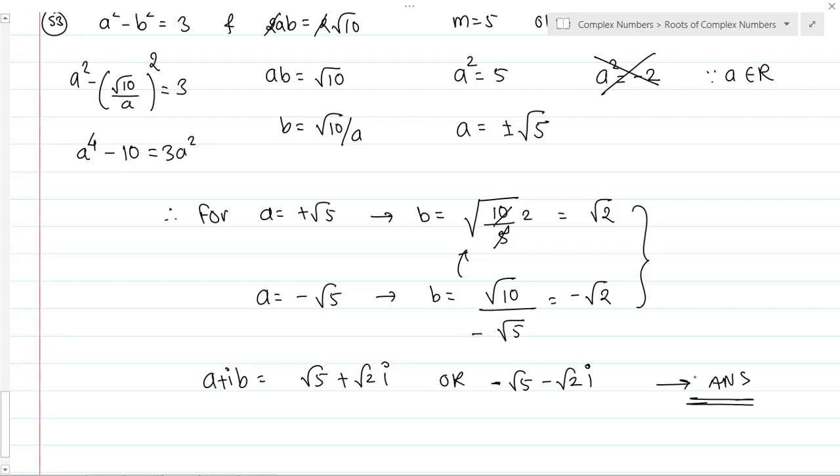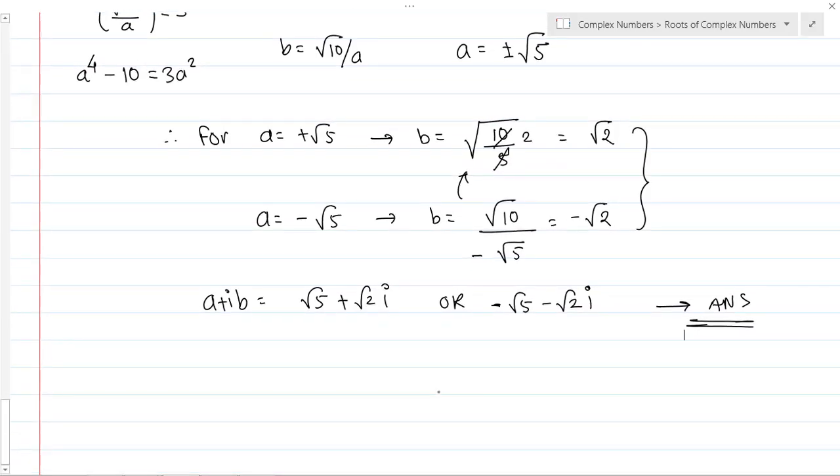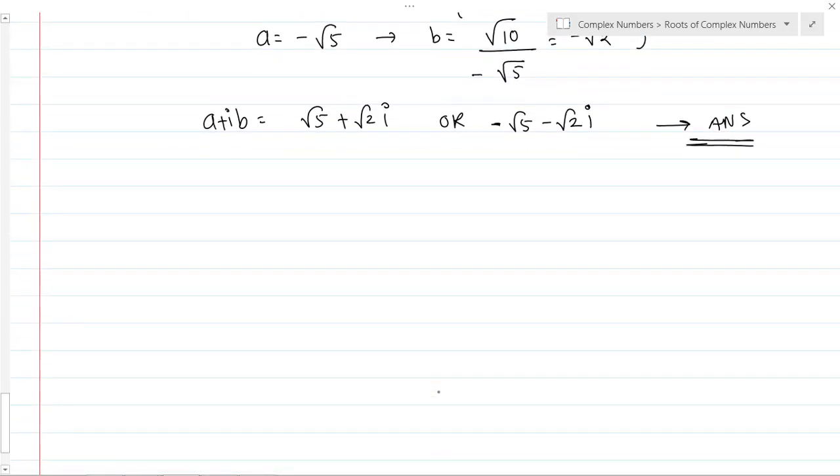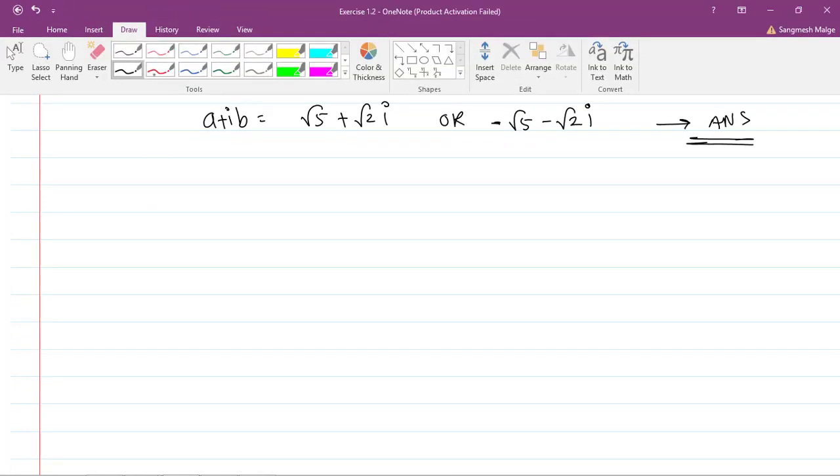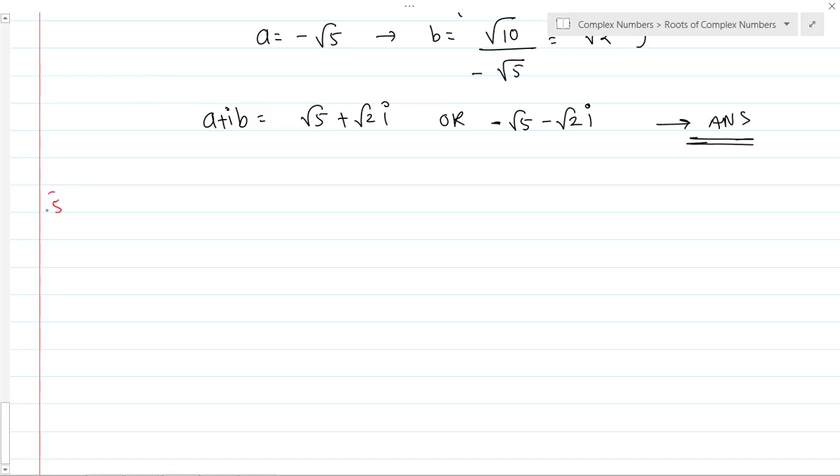Perfect. Now I request you to take question number 5 as homework. Let me write that question here for you. I am expecting the answers from you, and please write your answers in the comment box. So question number 5 is 2 into (1 minus root 3 i). Write down your answer in the comment box. It's a homework question. Perfect. So with this we have finished the first section of exercise 1.2.